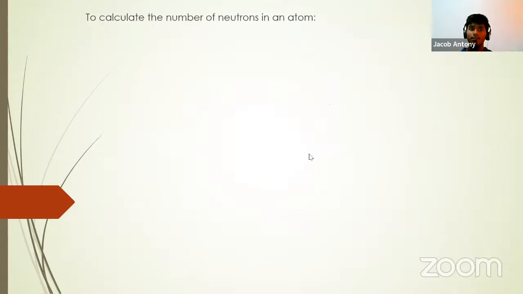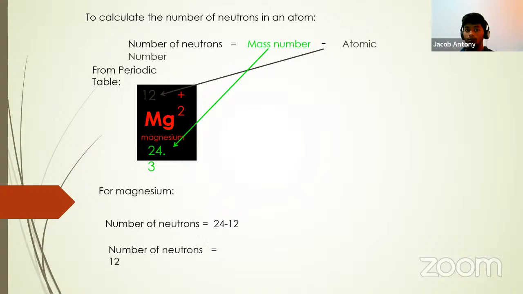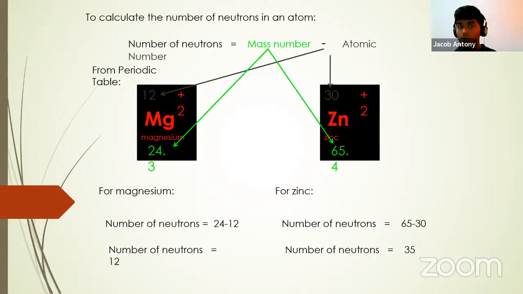So here we can see how to calculate the number of neutrons. In this slide, I've taken two examples, magnesium and zinc. The number of neutrons is the total mass number minus the atomic number. For magnesium, the mass number is 24, whereas for zinc, the mass number is 65. And usually when we write an element, on the top comes the mass number and on the bottom comes the atomic number. So it is simply mass number minus atomic number. For magnesium, the number of neutrons is 12, whereas for zinc, the number of neutrons is 35.